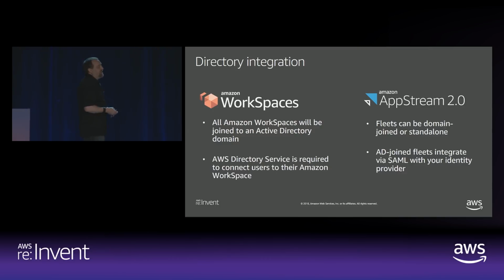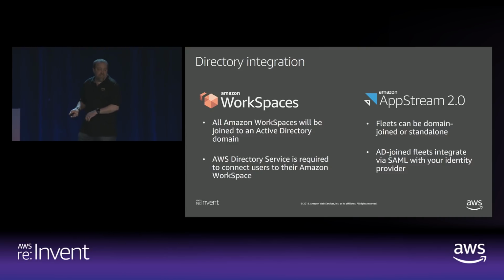AWS Directory Service is required to connect users to their workspace. The directory service is where you get the registration code. Every unique directory has a distinct registration code when you activate it for WorkSpaces. So while it looks like a reg code, it's not unique per user. It's unique at the directory connector level.